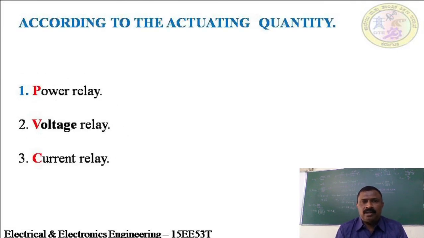The second classification is according to the actuating quantity. The actuating quantity is the initiating quantity for the protective relay. One is power relays, second is voltage relays, and third is current relays. Again, it is easy to remember as PVC. P stands for power relay, V for voltage relay, and C for current relay.